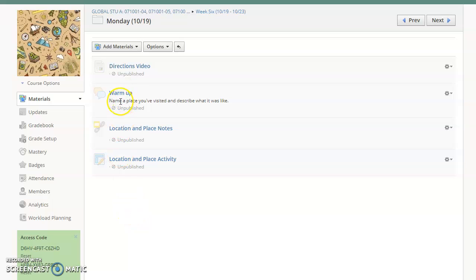When you get done with the warm-up, which is name a place you visited and describe what it was like, go on to the location and place notes before you go to the activity.